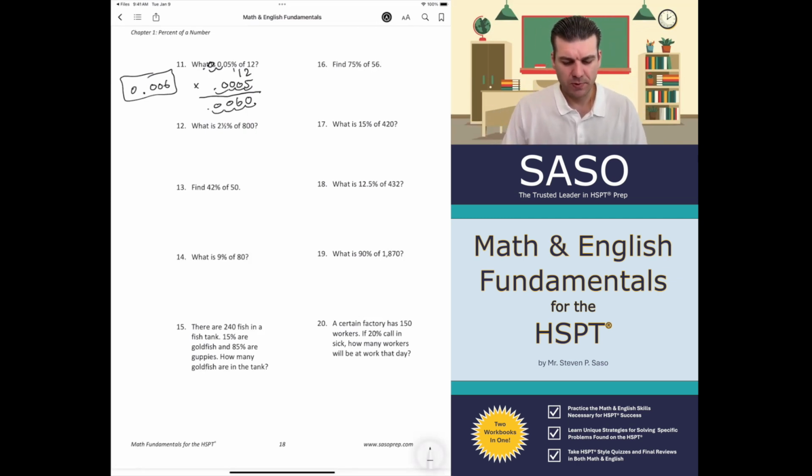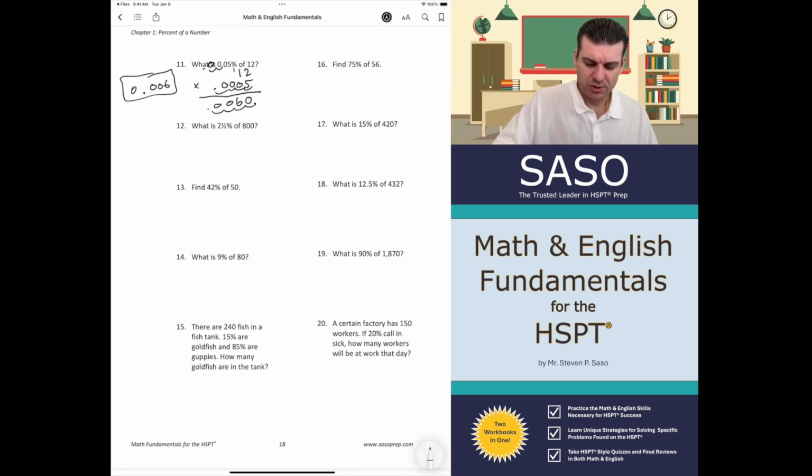Same thing. Kind of an interesting one though. It can be confusing, but again, if you have the system of how to do these down, hey, we do it the same way, right? Every single time. Okay, what is 2.5% of 800?